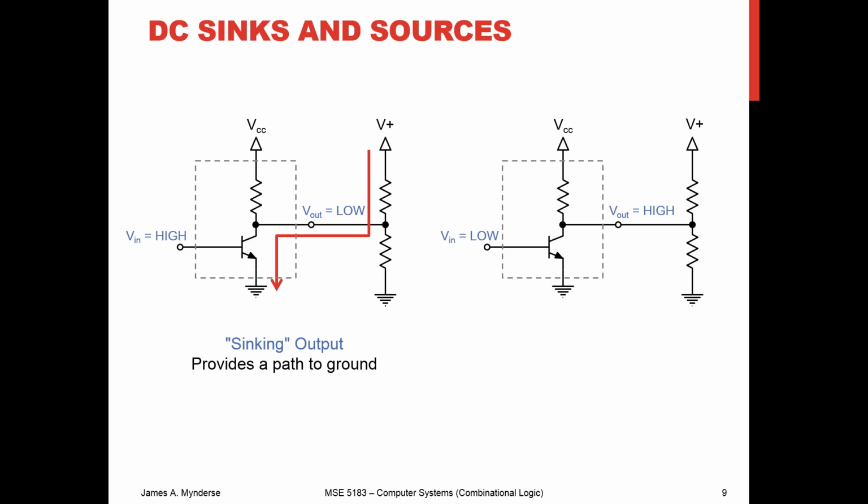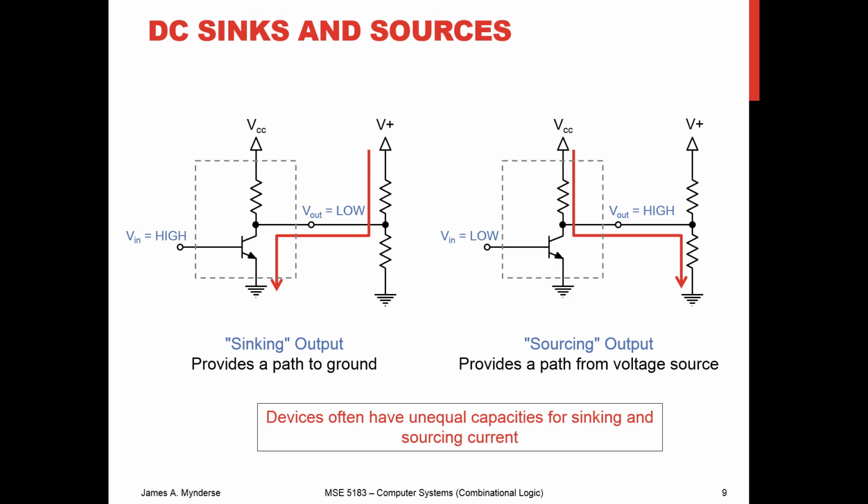If instead we allow current to flow from VCC through a resistor inside our device, outside our device through a resistor to ground, that's called sourcing an output. So that's providing a path from a voltage source. So sinking the output, we're providing a path to ground inside the device. Sourcing the output, we're providing a path from the voltage source.